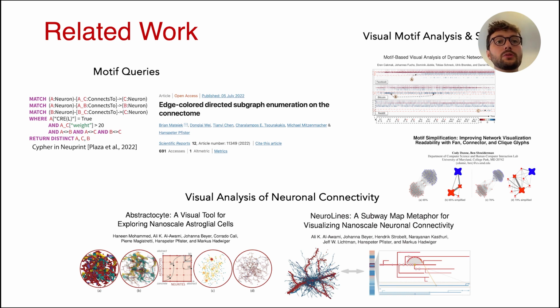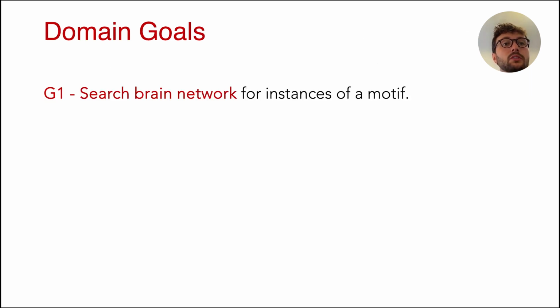Also, previous tools to analyze neuronal connectivity were focused on small connectomes and therefore did not scale to large connectivity networks that Vimo supports. Now, what exactly are the goals of neuroscientists when they want to study connectivity motifs? Over the course of 1 year, we held a set of semi-structured interviews with domain scientists from the Harvard Center for Brain Science and HHMI Janelia Research Campus. We identified 3 domain goals.